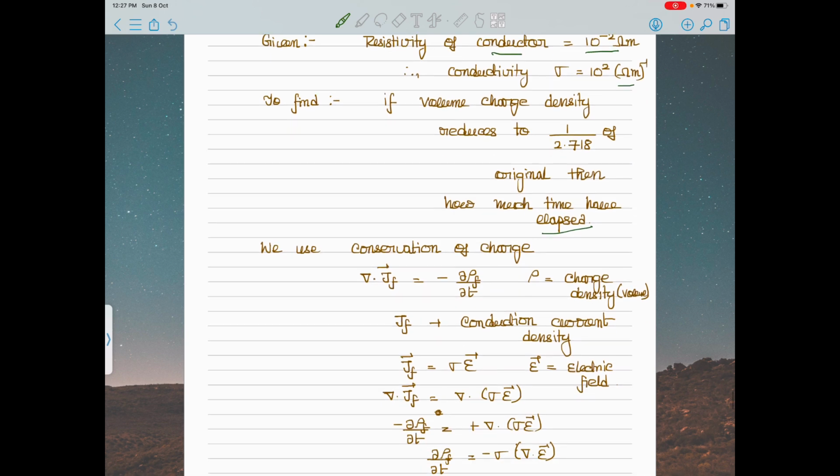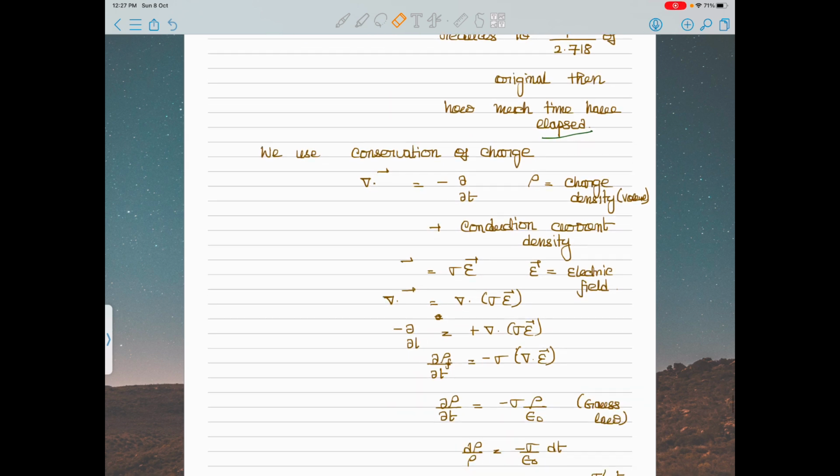Now for this we use the conservation of charge, which states that del dot J is equal to minus delta rho by delta t. No need to write the f, it doesn't matter, because it will confuse. So let me write it first: del dot J equals minus delta rho by delta t.